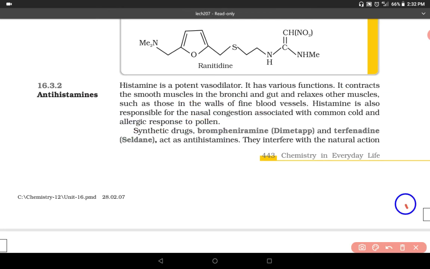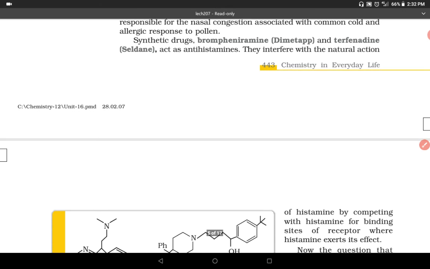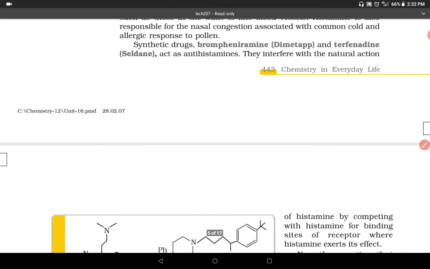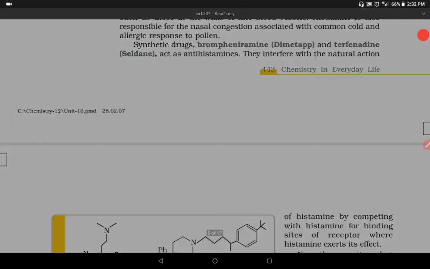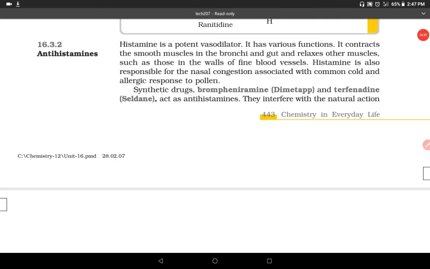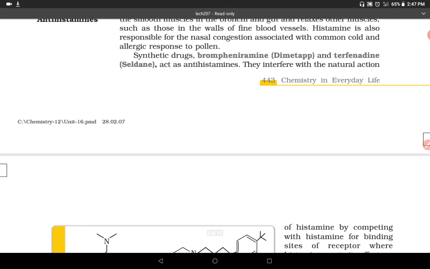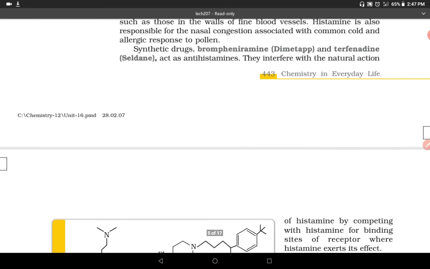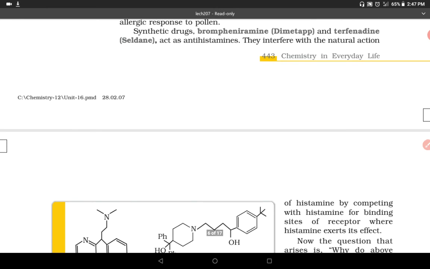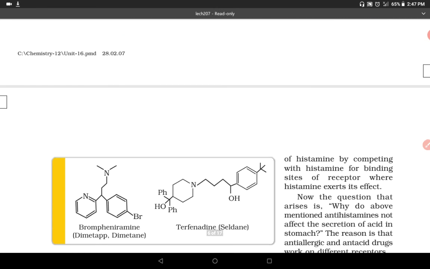Next is synthetic drugs. Some of the synthetic drugs, brompheniramine and terfenadine, act as antihistamines. They interfere with the natural action of histamine by competing with histamine for the binding sites of the receptor where histamine exerts its effect.